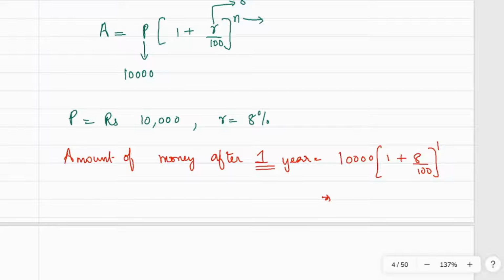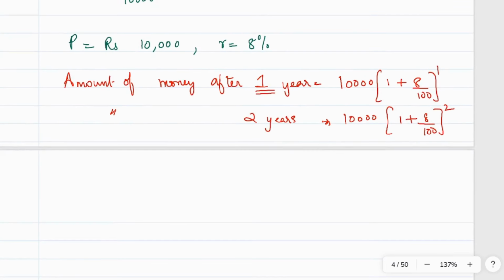I can write this one in this way. Then similarly I can write it for the second year. For 2 years, what will happen? What is the compound interest there? That is 10,000 into 1 plus 8 by 100, the whole raised to 2, since n equals 2. Similarly, let us find the money after 3 years.